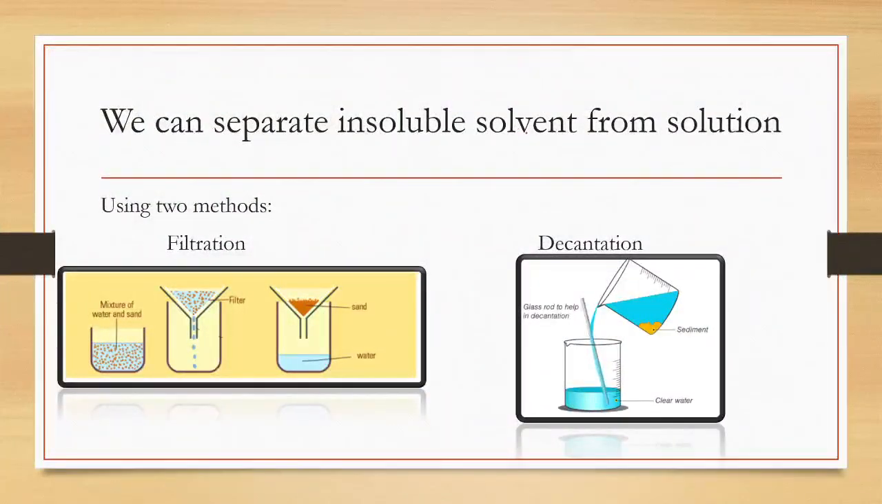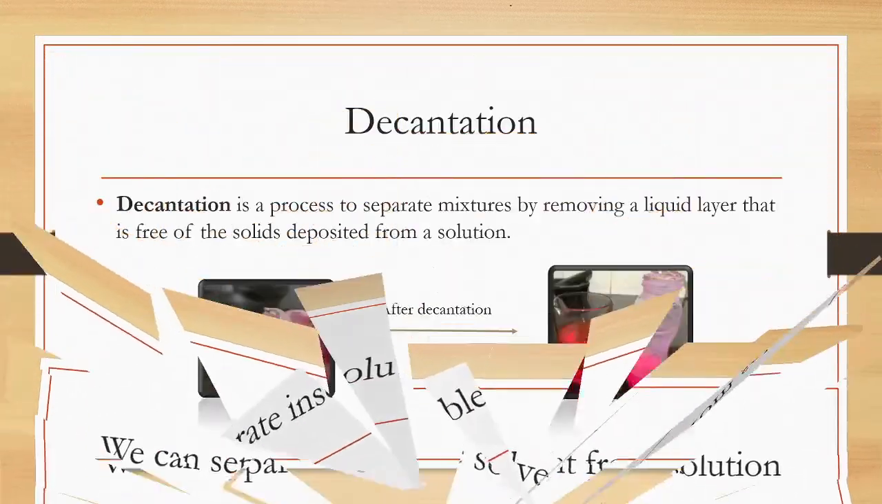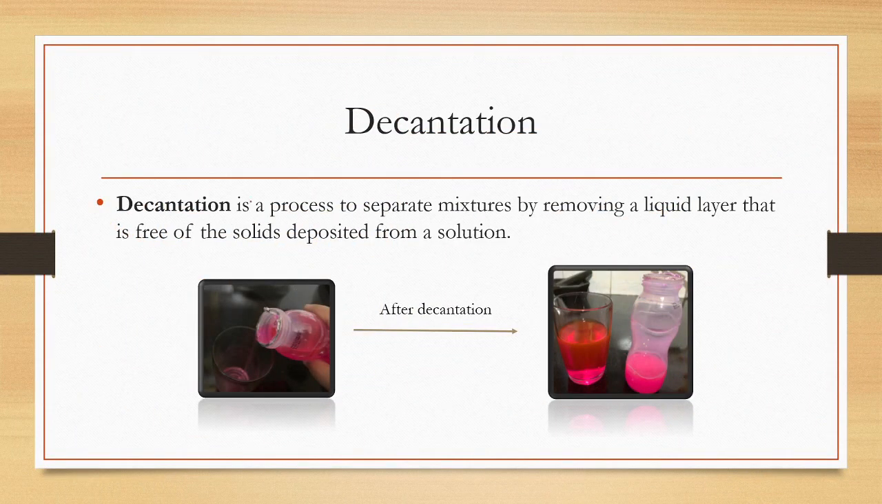We can separate an insoluble substance from the solution using two methods: filtration and decantation. Decantation is a process to separate mixtures by removing a liquid layer that is free of the solid depositing from a solution. You can see that we are pouring the water into the glass, and after that the little pure water is here and the chalk powder is here, but this is still not drinkable.